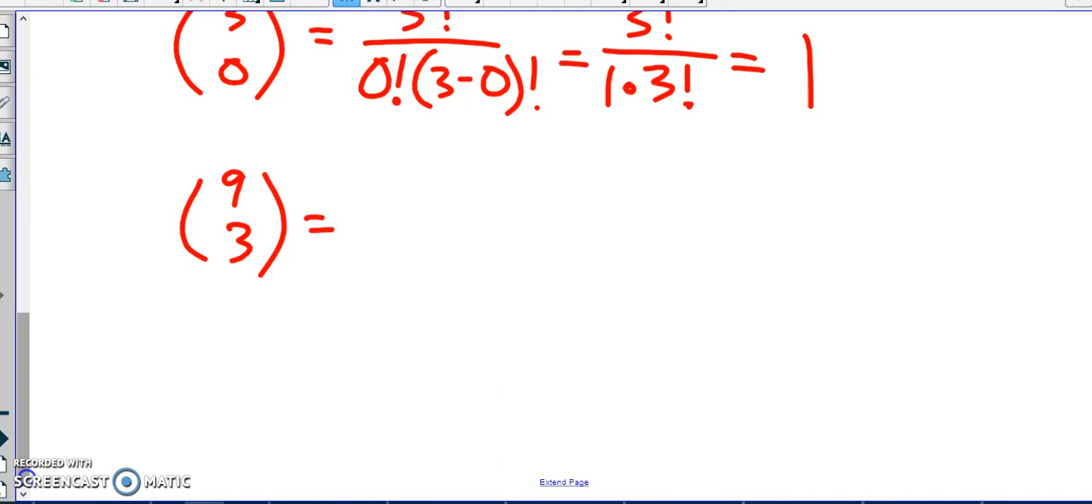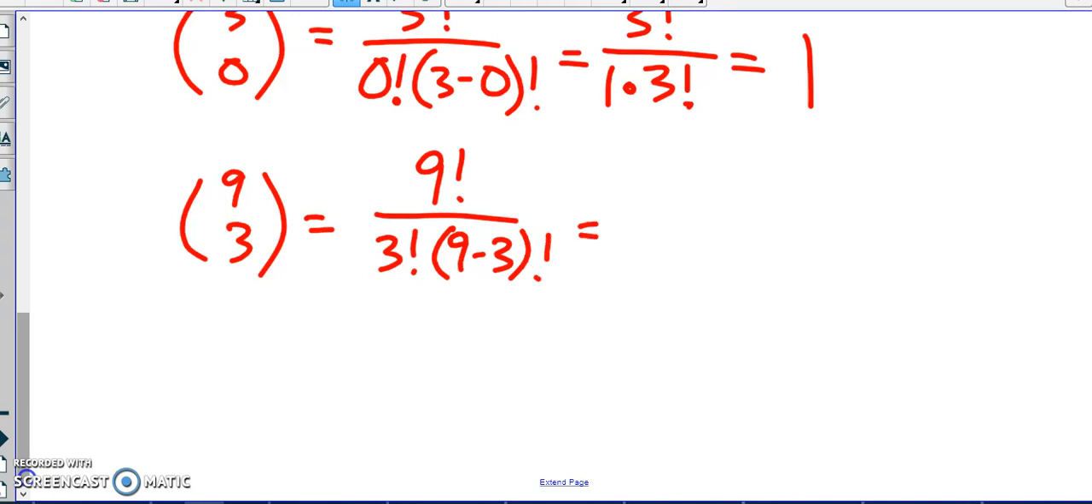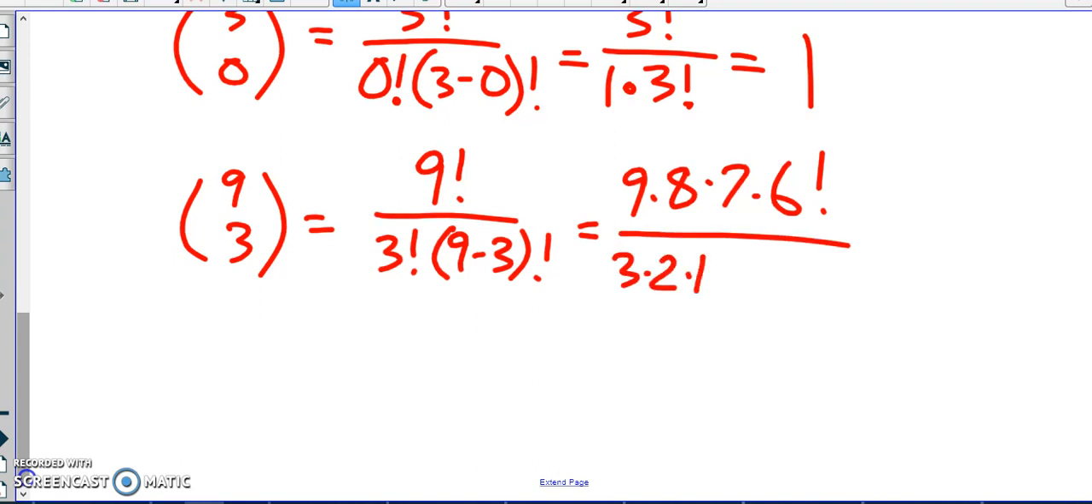9 choose 3. 9 factorial over 3 factorial times 9 minus 3 factorial. This would be 9 times 8 times 7 times 6 factorial over 3 times 2 times 1 times 6 factorial. The 6 factorials cancel. 3 goes into 9 3 times, 2 goes into 8 4 times, 12 times 7 is 84.